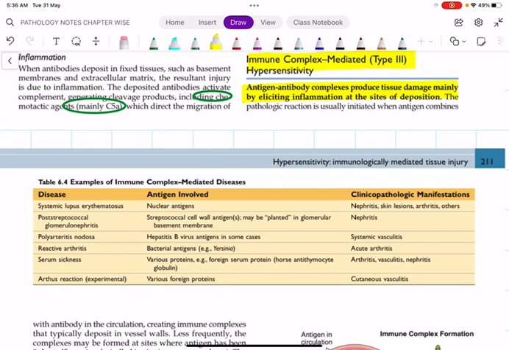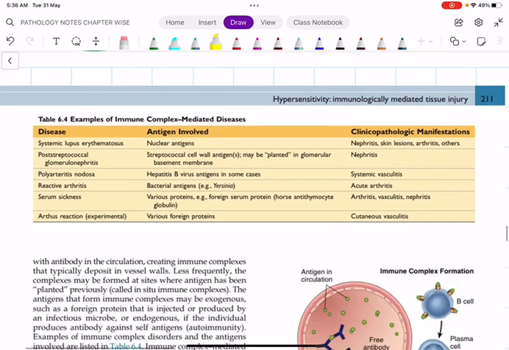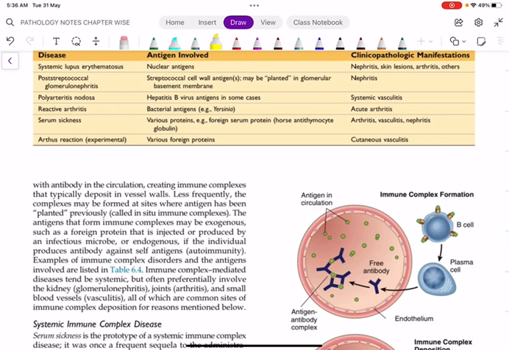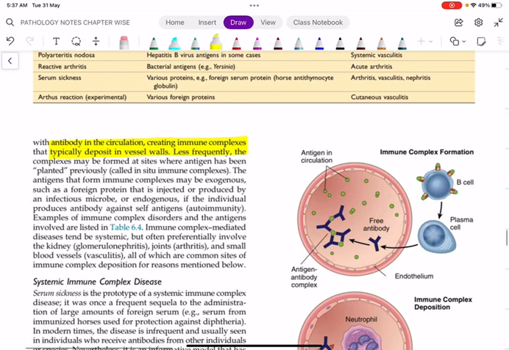Each word is important. In type 2 hypersensitivity reaction, there is only a mere antigen-antibody interaction which triggers inflammation. There are no necrotizing lesions. Here, the antigen-antibody complexes will combine, get circulated in the circulation, and finally get deposited in the vessel walls. Fine?